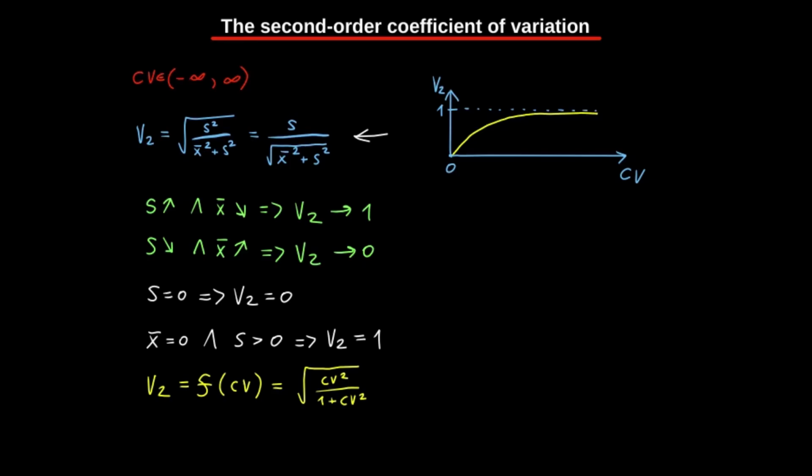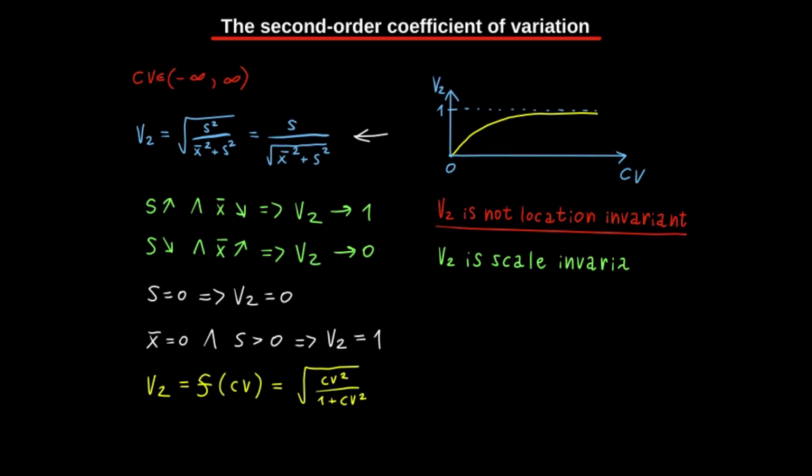However, it is important to mention that the second order coefficient of variation is not location invariant. That means that adding a constant offset to all data points can change its value. If you are not sure what location invariance means, please check out my previous video. On the other hand, the second order coefficient of variation is scale invariant. This means that changing the measurement unit by multiplying all data values by a constant does not change the coefficient. The same is true for the ordinary coefficient of variation.